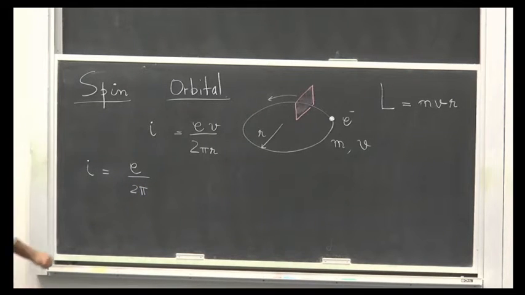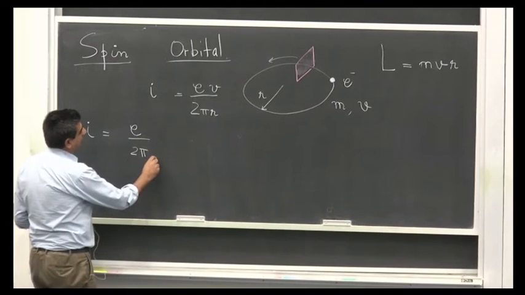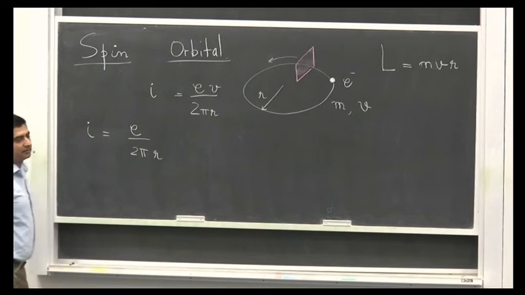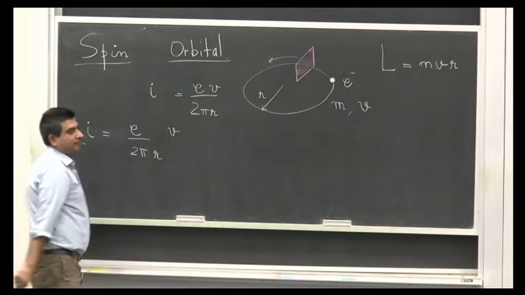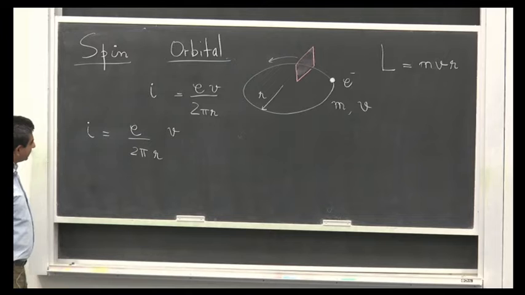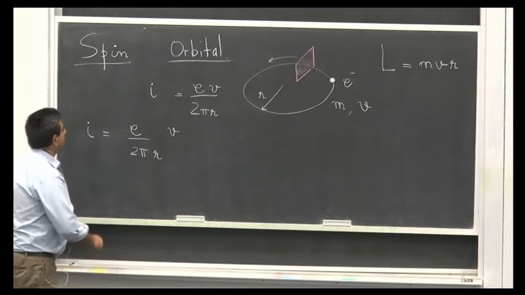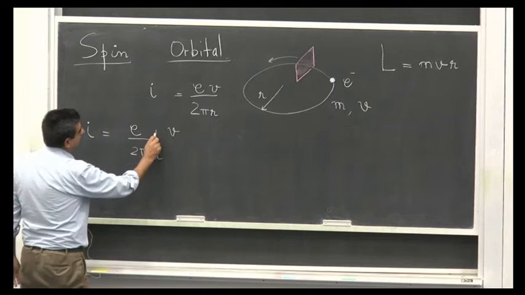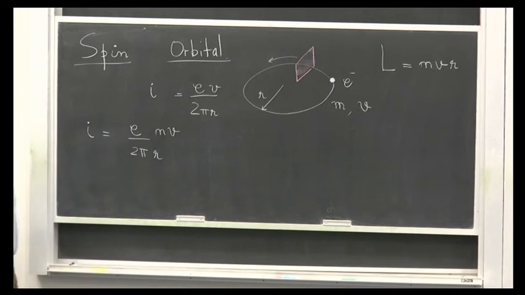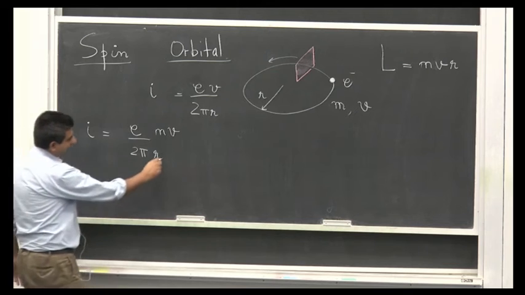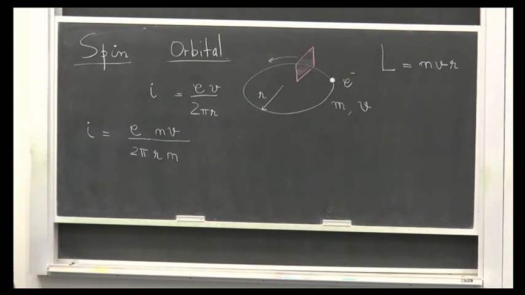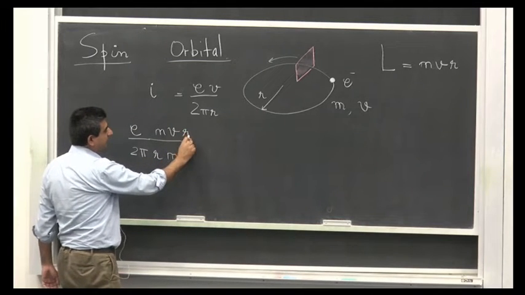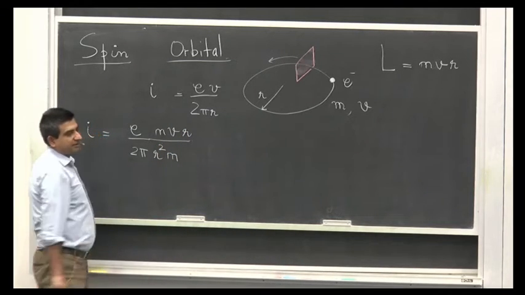and then what I do is r, I have a v here. So what else would I like to do? I would like to put an m here, m. I also need to put an m in the denominator. And then I need to put an r here. If I put an r here, I need to put an r in the denominator as well.